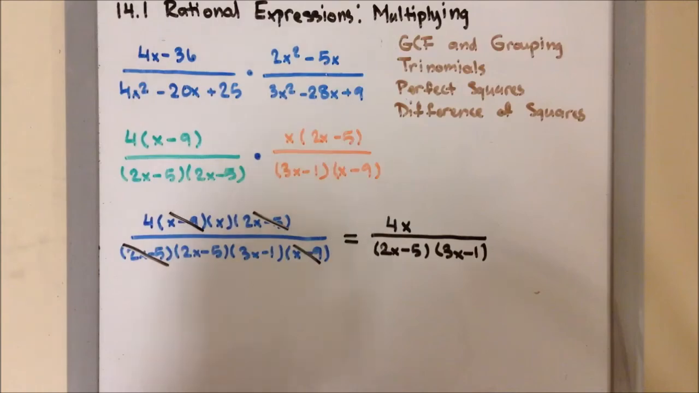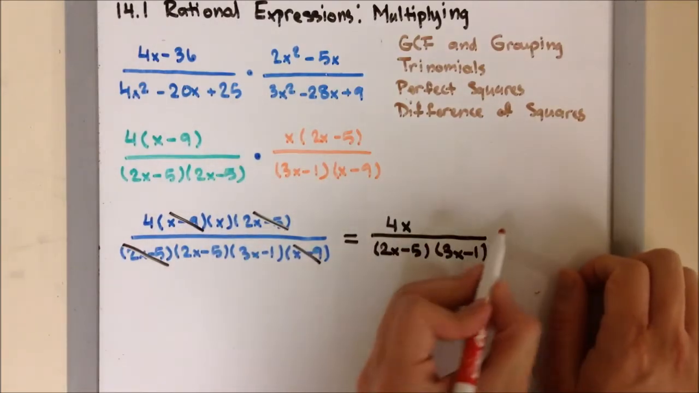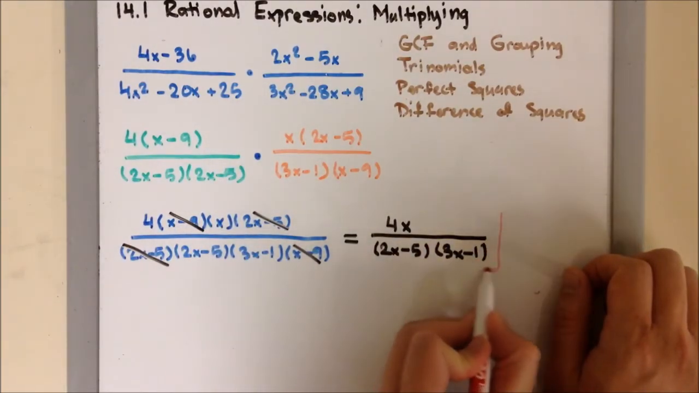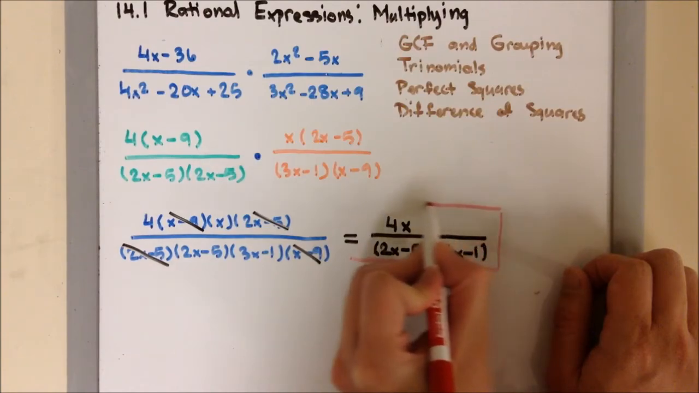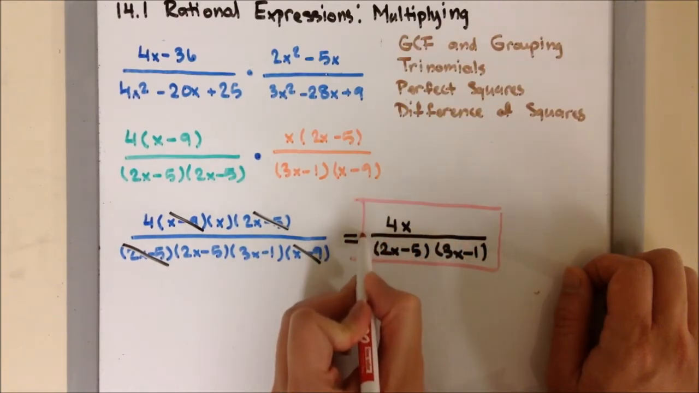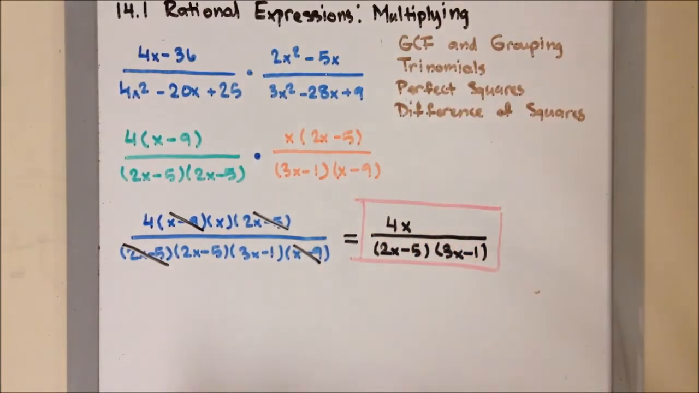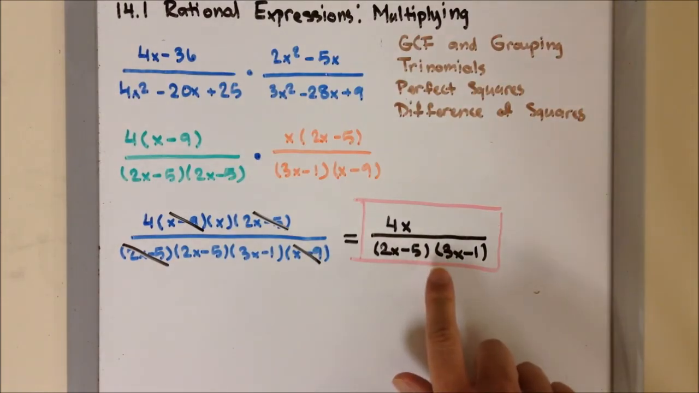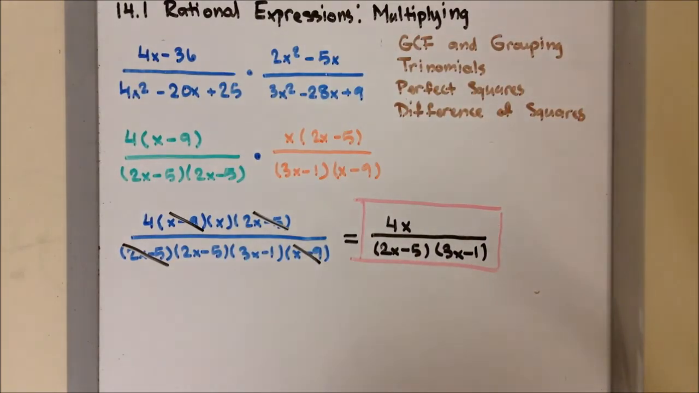So I finished factoring and dividing common factors. Therefore, this is my final answer: 4x over 2x minus 5 times 3x minus 1. And that's all you have to do.